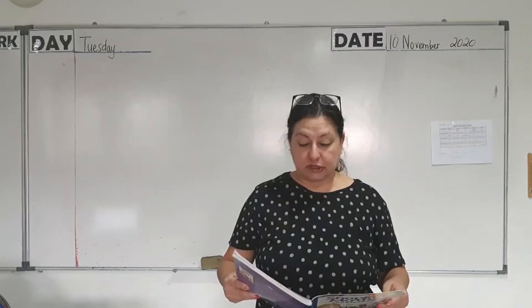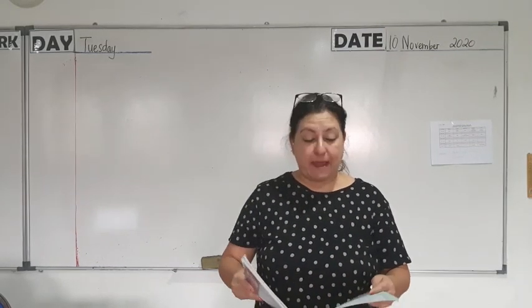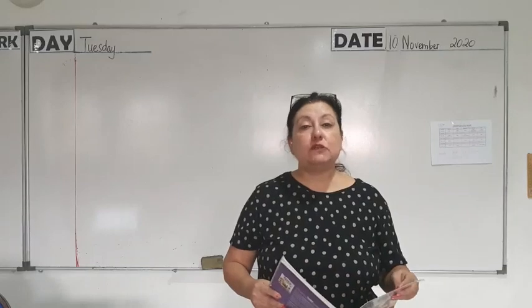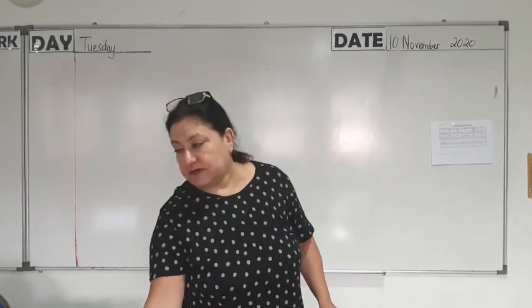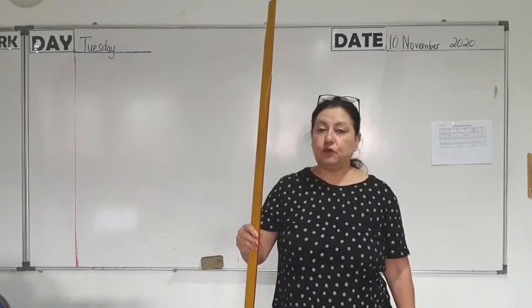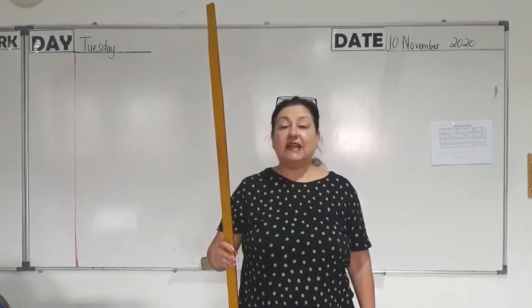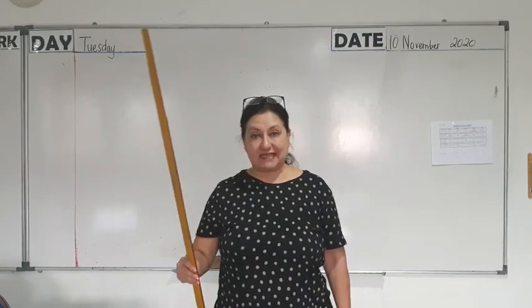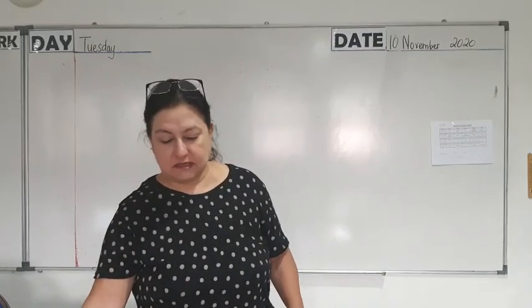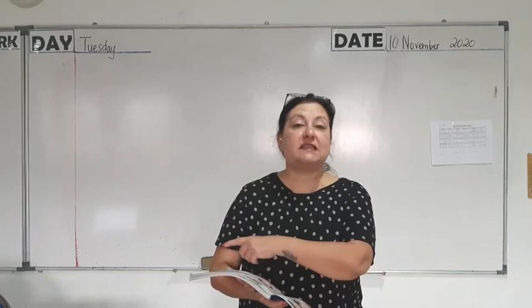Now you can look at the picture. Our baguette is longer than 1 m. 1 m means 1 meter. You have seen this ruler in the classroom. This ruler is 1 meter long. This is the length of this ruler, 1 meter. The baguette, which is the bread, is longer than 1 meter.